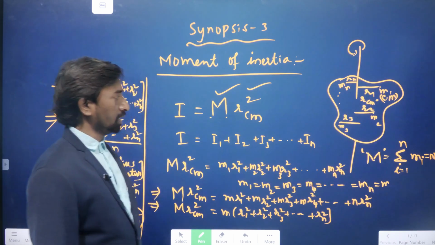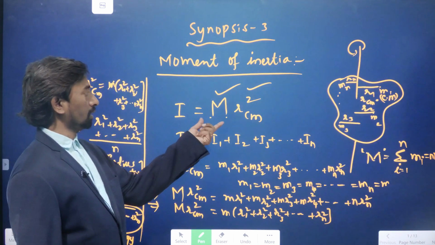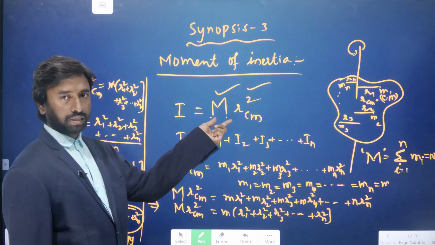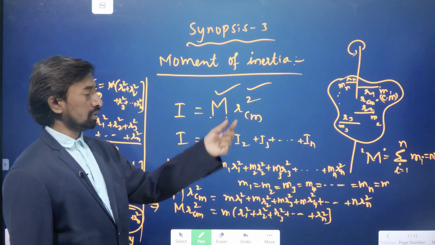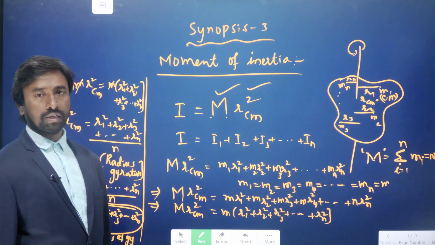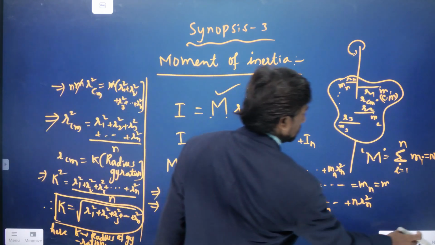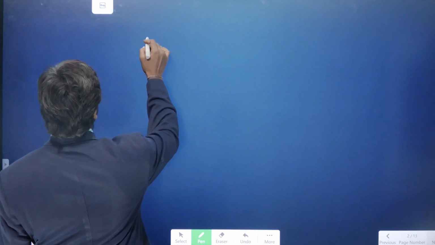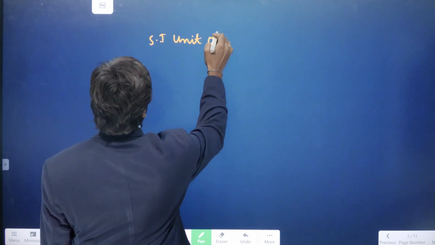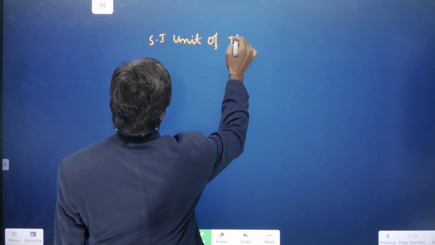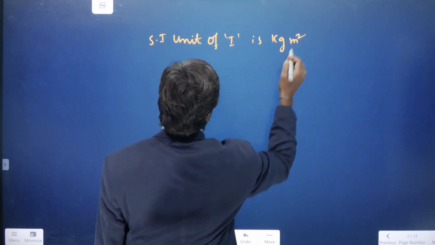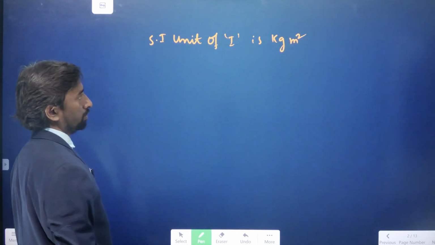The moment of inertia is measured in what unit? Mass is measured in kg, and distance square is meter square. So kg meter square will be the SI unit. So the SI unit of moment of inertia I is kg meter square.